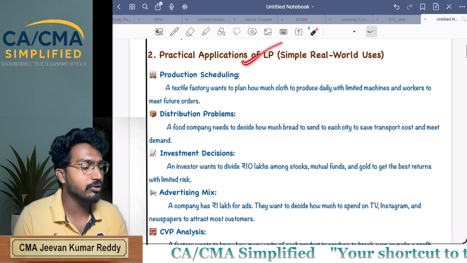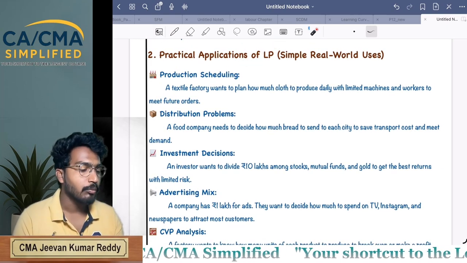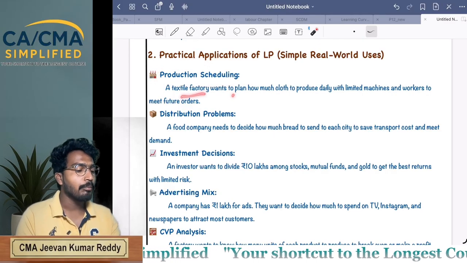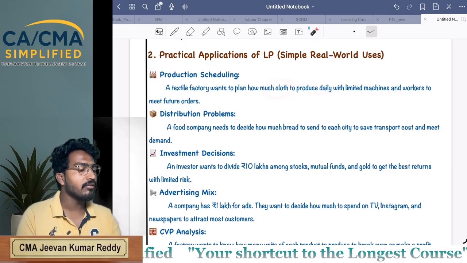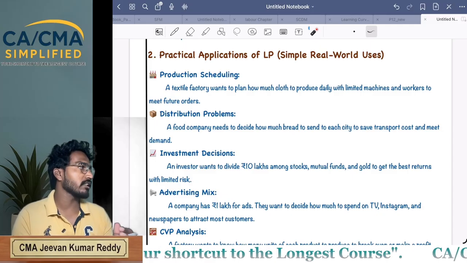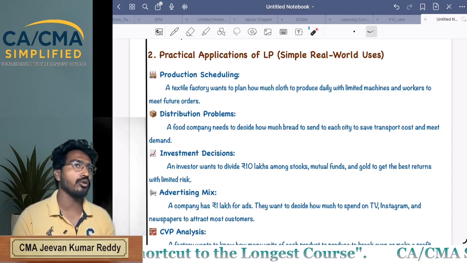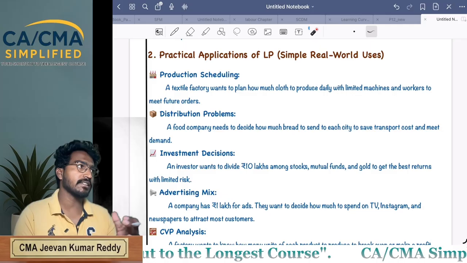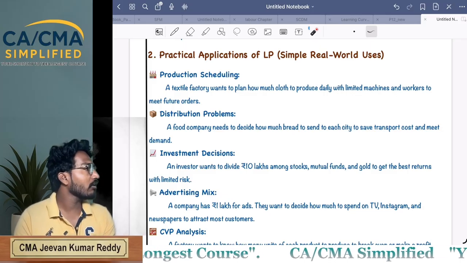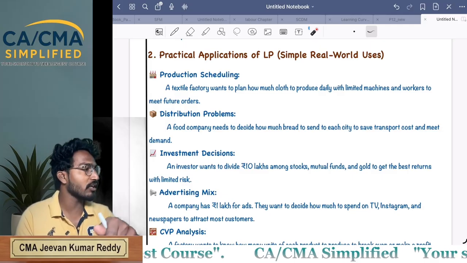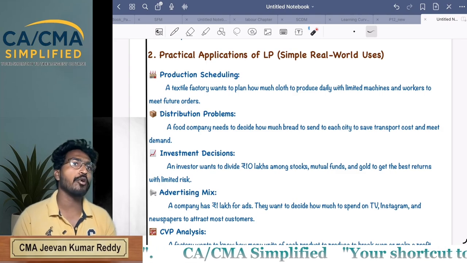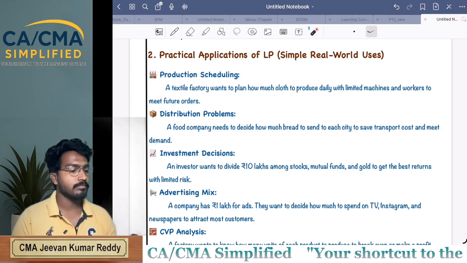Now, where do we use linear programming? In production scheduling. A textile factory wants to plan how much cloth to produce daily with limited machines and workers to meet future orders. One textile industry wants to know how many meters of cloth it should produce to meet the future demand with limited resources like limited machine hours as well as limited labor hours. Now, linear programming will solve this problem.